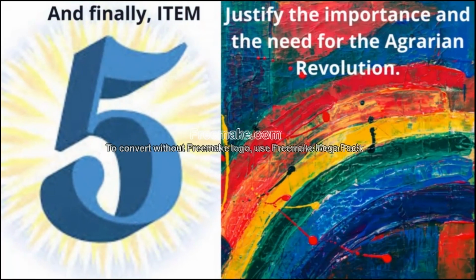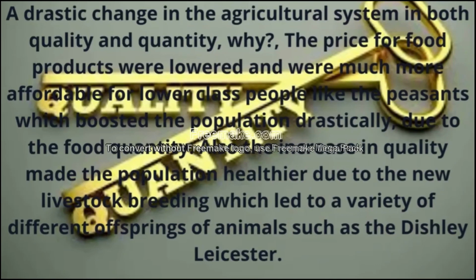And finally, item 5. Justify the importance and the need for the agrarian revolution. A drastic change in the agricultural system in both quality and quantity. Why? The price of food products was lowered and was much more affordable for lower class people like the peasants, which boosted the population drastically, due to the food quantity. Also, the increase in quality made the population healthier due to the new livestock breeding, which led to a variety of different offspring of animals such as the Dishley Leicester.